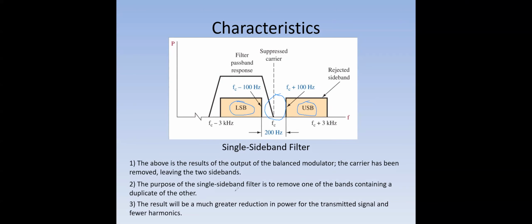The purpose of the single sideband filter is to remove one of the sidebands, one of the bands containing a duplicate of the other, which we know, because both this here and this here contain the same information. The result will be a much greater reduction in power for the transmitted signal and fewer harmonics, because we're getting rid of either this one or this one.